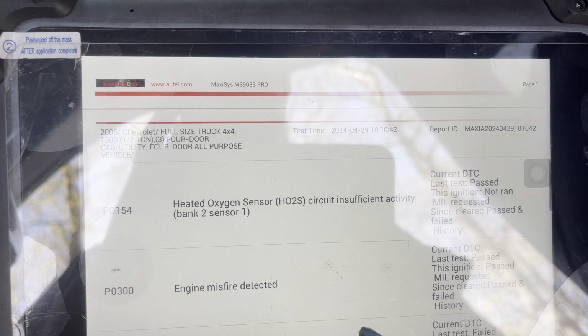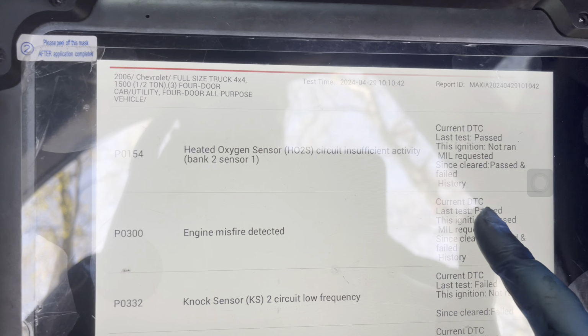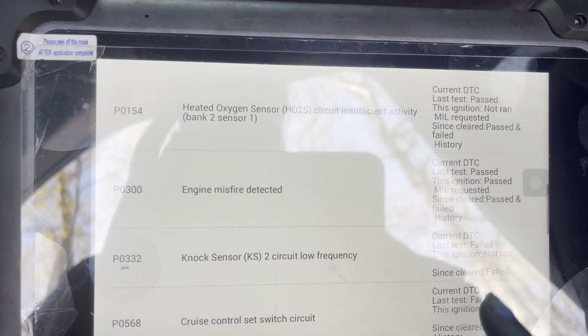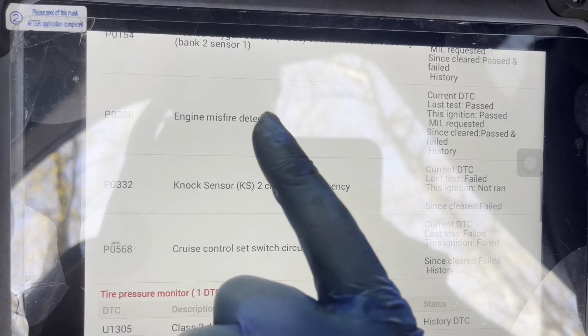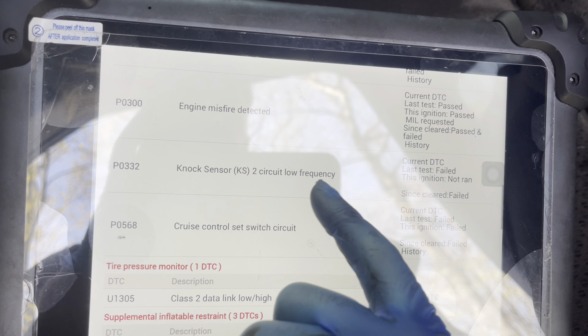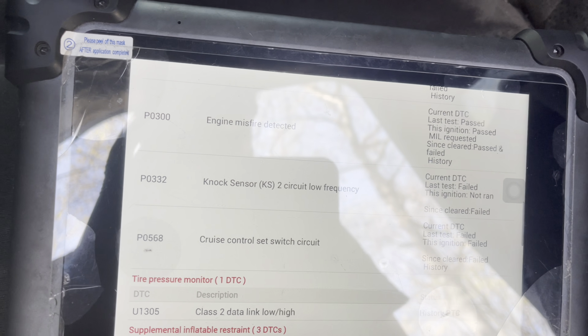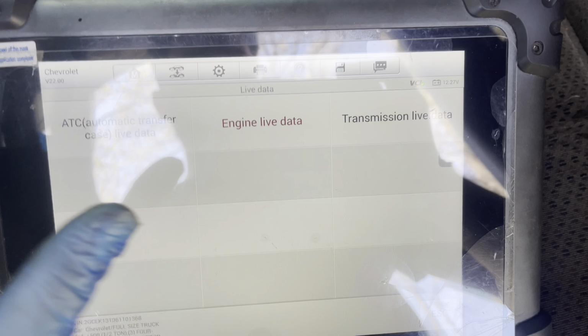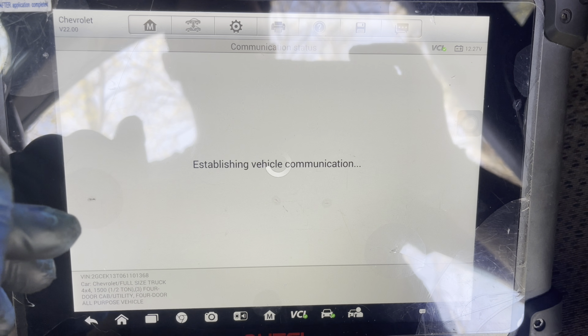P0154, heated oxygen sensor insufficient activity. It passed the last test. It says current DTC. P0300, misfire detected. NOx sensor circuit low frequency. It failed the last test. So after looking at the codes, I went into live data.